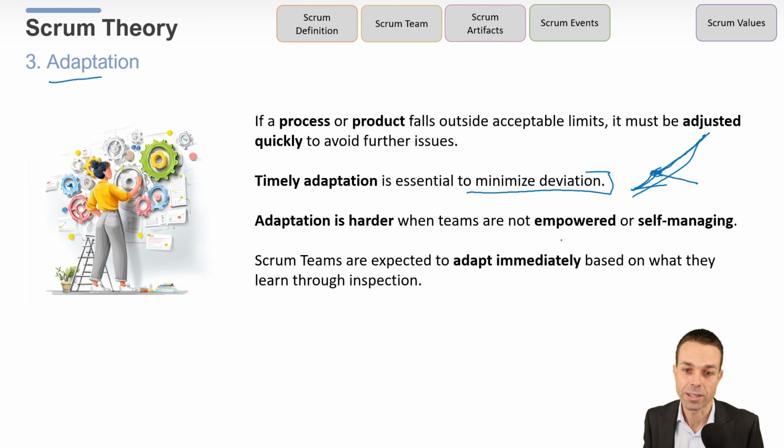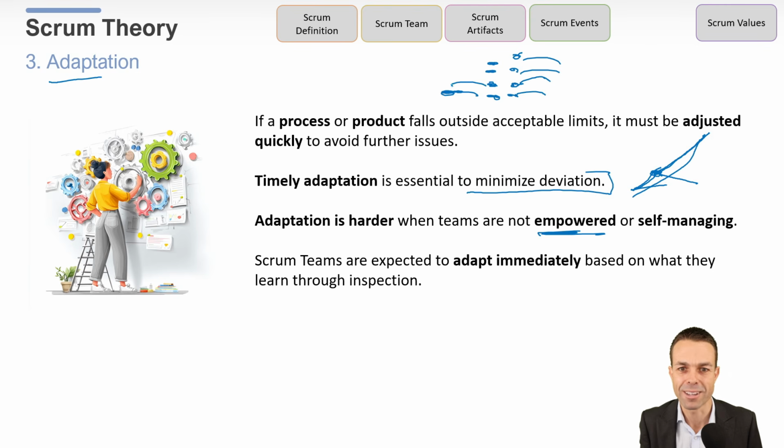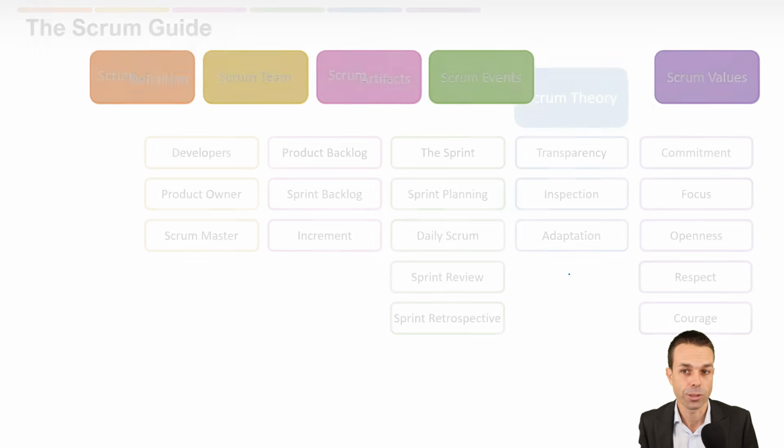Adaptation is harder when teams are not empowered. Remember, if we have those executives looking over our shoulder saying, no, you need to do it this way, or you need to deliver this item. I've got a friend who owns this business and we need to add a feature that helps that person, stuff like that, just crazy stuff that doesn't really help our product goal. If we're not empowered, it's going to be hard. So make sure that the team is empowered and self-managing. We give them the power to do it. Scrum teams are expected to adapt immediately based on what they learn through inspection.